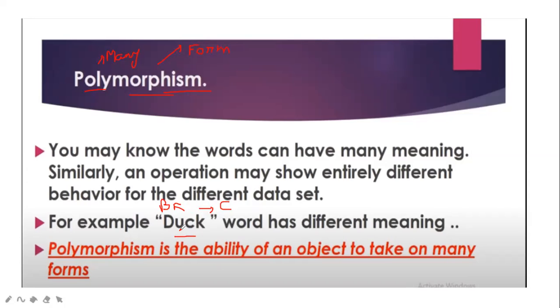and this is one word. So this one word has many forms. This is called what? This is called polymorphism. So polymorphism is the ability of an object to take on many forms. Whenever the object takes many forms, that particular is termed as polymorphism.